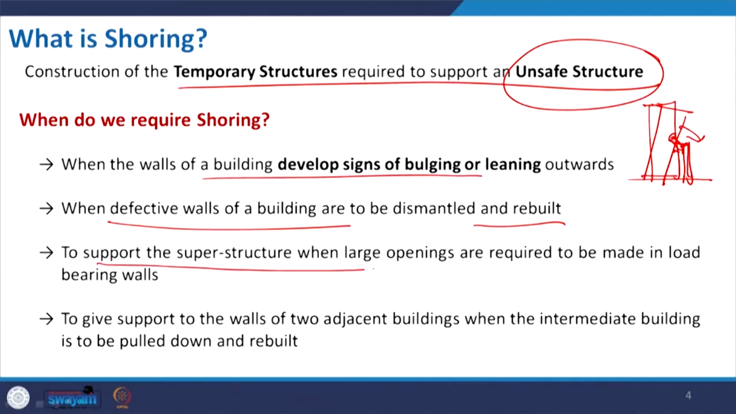The other one is to support the superstructure when large openings are required to be cut in a load bearing wall. What exactly it does is, suppose you have a load bearing wall, and as we discussed in the load bearing structure lecture, preliminarily all the load transfers from the slab through the wall to the foundation. So this particular wall is taking the maximum load. It should have the thickness to bear the load of the upper storey. Now, say for example, you have to make an opening.